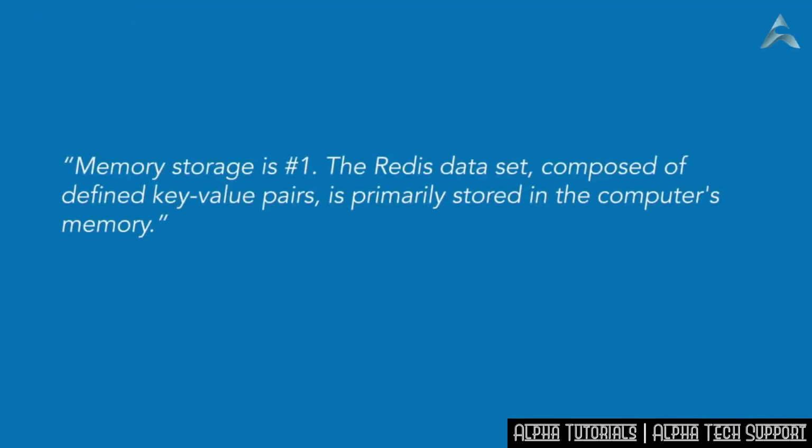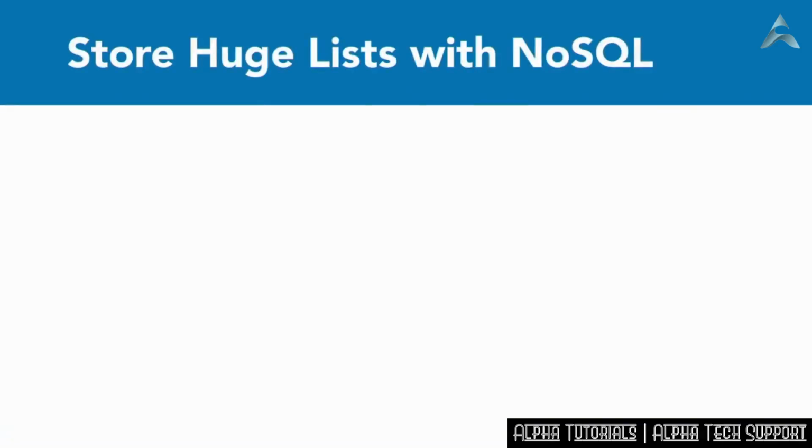We're going to consider this quote. "Memory storage is number one. The Redis data set, composed of defined key value pairs, is primarily stored in the computer's memory." This is from the Redis manifesto; Redis is the key value NoSQL database. So what would you use a key value NoSQL database for? You would store huge lists.